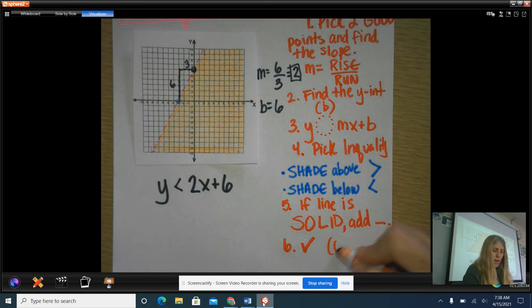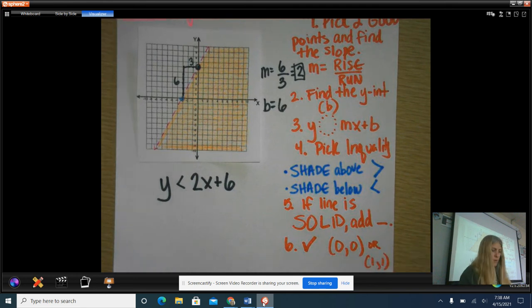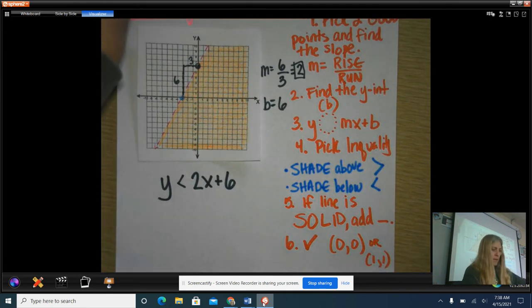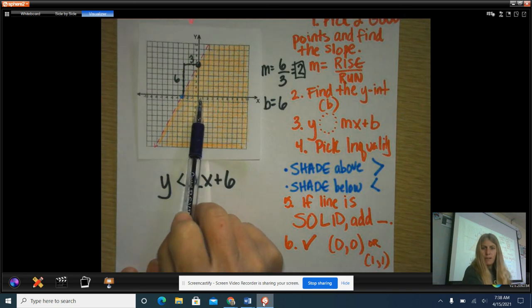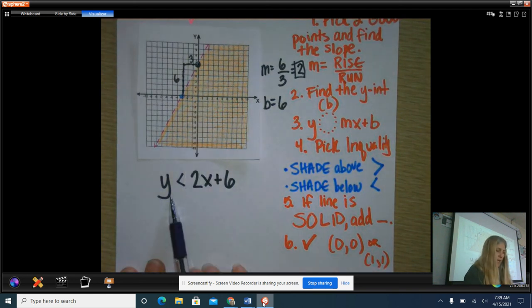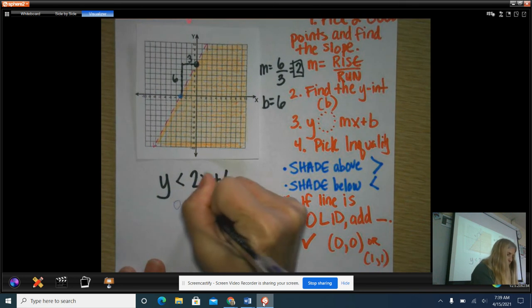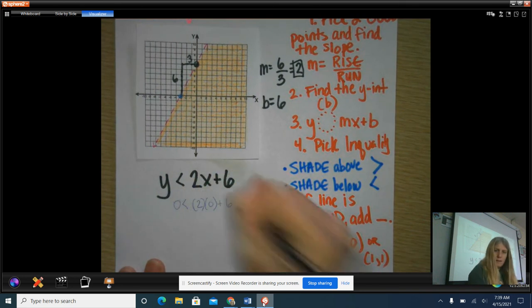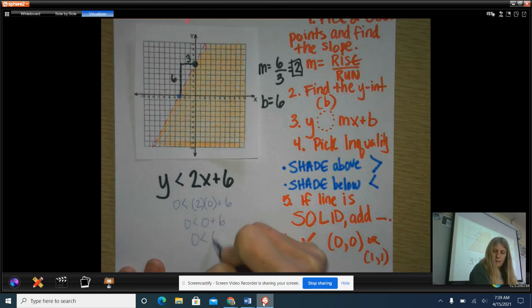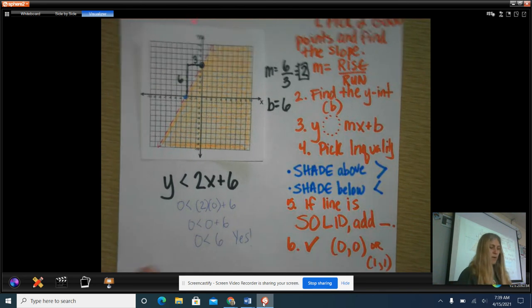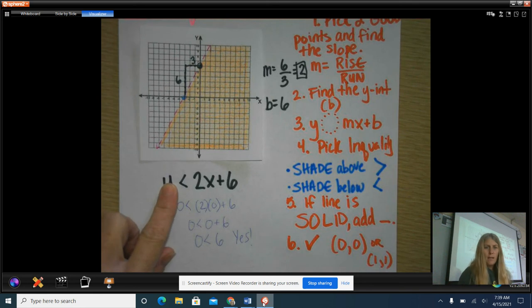So I always like to check with the point 0, 0, or if 0, 0 is on the line itself, 1, 1. So we're going to go ahead and double check that in here. So I'm going to plug in 0, 0. As you can see, because 0, 0 is shaded, it should make this statement true. So let's go ahead and take a look. 0 is less than 2 times 0 plus 6. 0 is less than 0 plus 6. 0 is less than 6. Yes, that is correct. So we know that we put the correct inequality in. If I got that incorrect, I would go ahead and have to switch this.